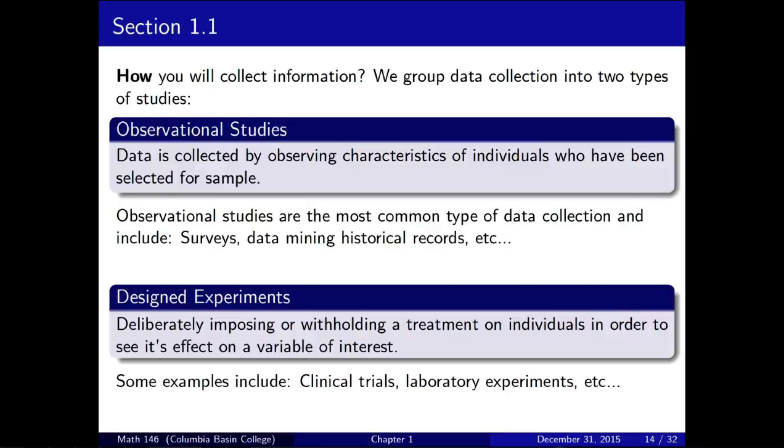In observational studies, data is collected by just observing characteristics of individuals who have been selected for the sample. There's no attempt to make any sort of impression on these people to try to get them to respond to things a certain way. We're just seeing how they respond or what has been observed about them. These are the most common type of data collection that you see. You see this in surveys, and there's a lot of data mining of historical records and medical records, just looking back at things that have happened.